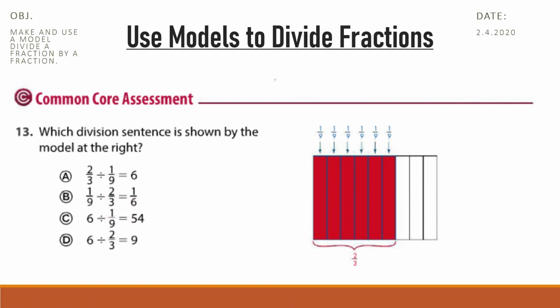In question number 13, which division sentence is shown by model at the right? Let's see here. At first we have 2/3, and we divide the 2/3 into 9th. Let's count how many ninths do we have? 1, 2, 3, 4, 5, 6. So how many ninths? 6/9. So the answer is, which one is correct? We divide 2/3 by 9th, and the answer is 6. So 2/3 divided 9th is 6.